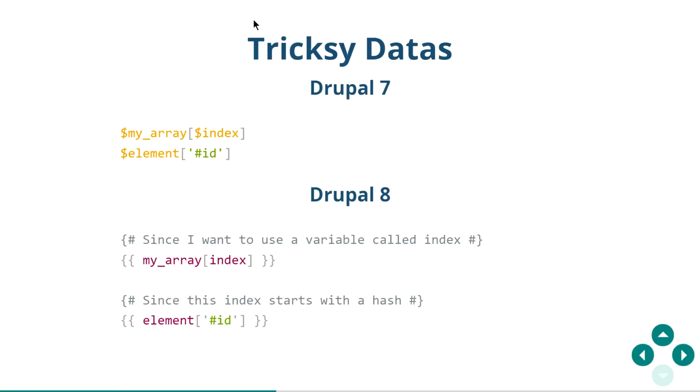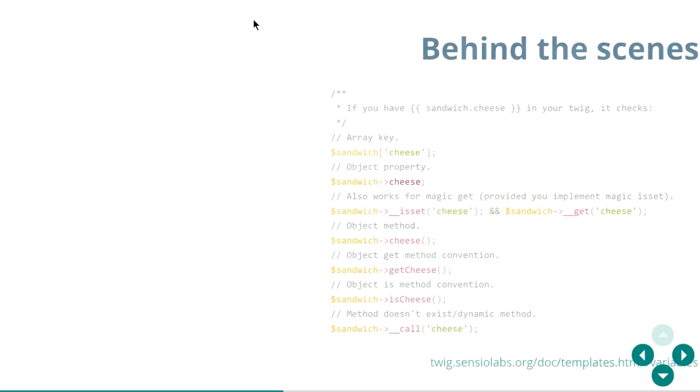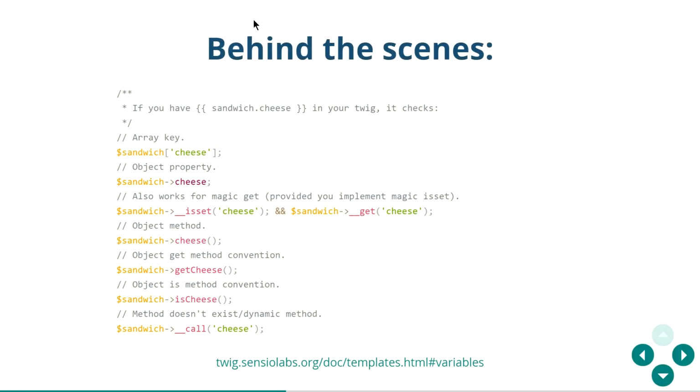So you have tricksy datas. Here's 2 examples. In Drupal 7, they're not that odd. But if you want to use an index that's going to be a variable, or you have something that has a special character in front of it, you can use array notation in Twig, and it's basically the same thing. But it'll allow you to use variables and something that doesn't start with an alphabetical character, probably not numeric character.